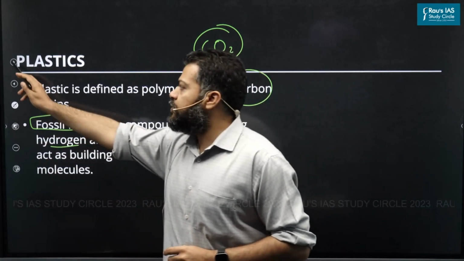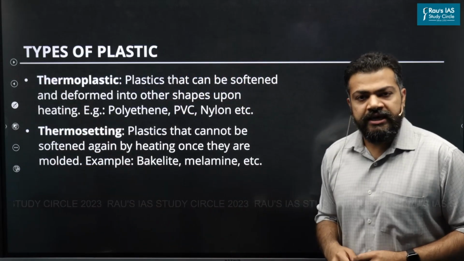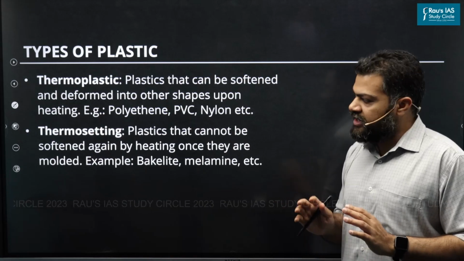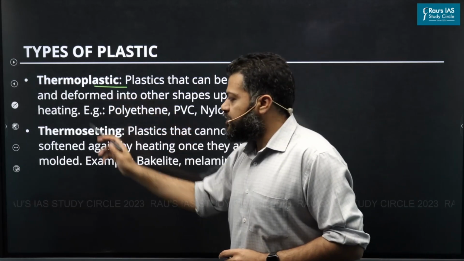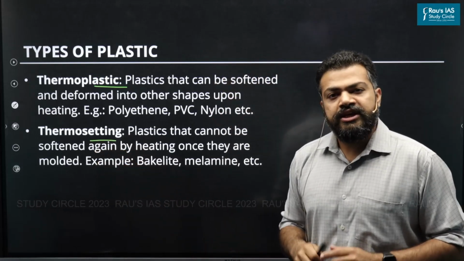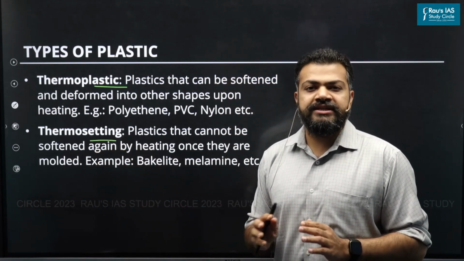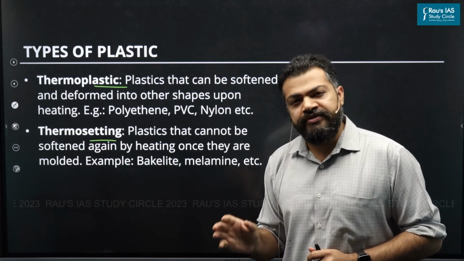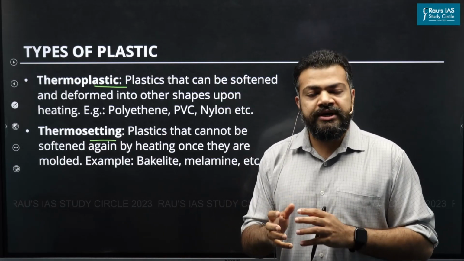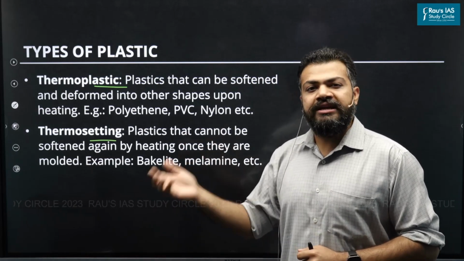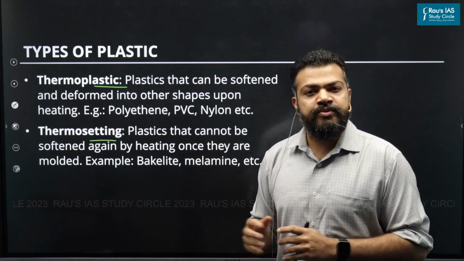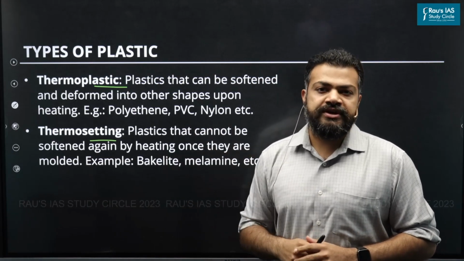Now, when you talk about the types of plastics, from a preliminary point of view, we can say plastics are of two types. One is called thermoplastics, and the other one is called thermosetting plastics. Thermoplastics are basically those plastics which can easily be softened, and they can easily be molded into whichever shape we want, right? They can be softened n number of times using the right temperature and humidity, and they can be molded in whichever condition you want.